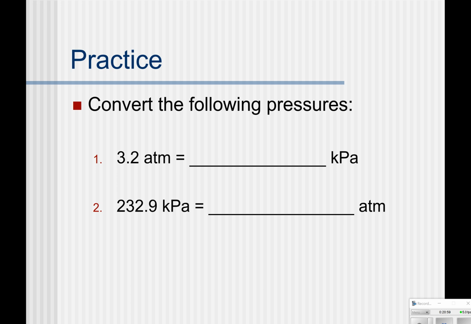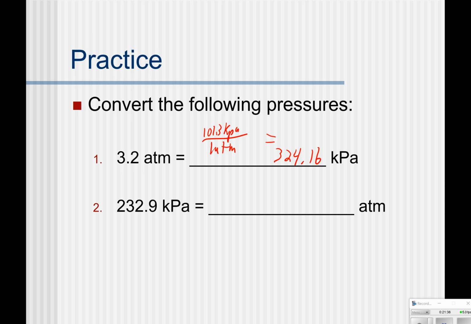I'll give you a second to practice the questions on here. Feel free to pause the video and attempt the practice problems. So to do this one, 3.2 atmospheres, we know that there's 101.3 kPa in every 1 atmosphere. So we're multiplying those two together, and we get 324.16 kPa.